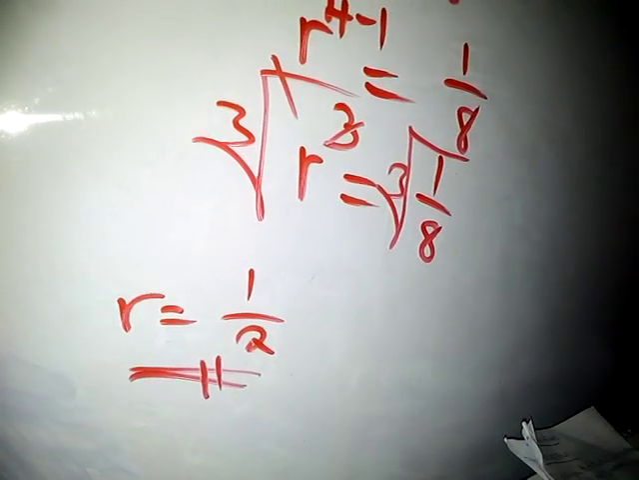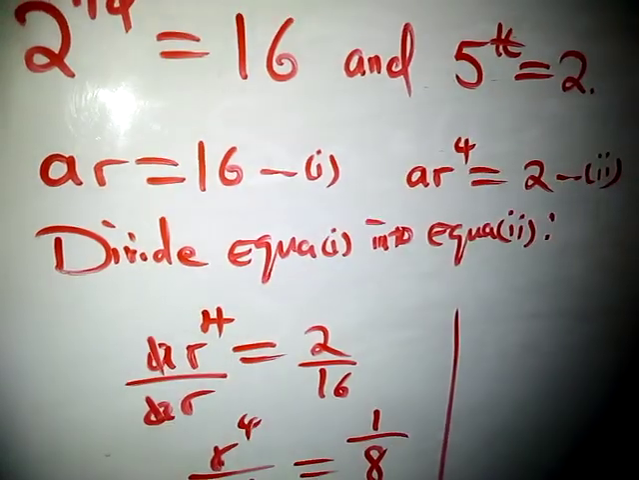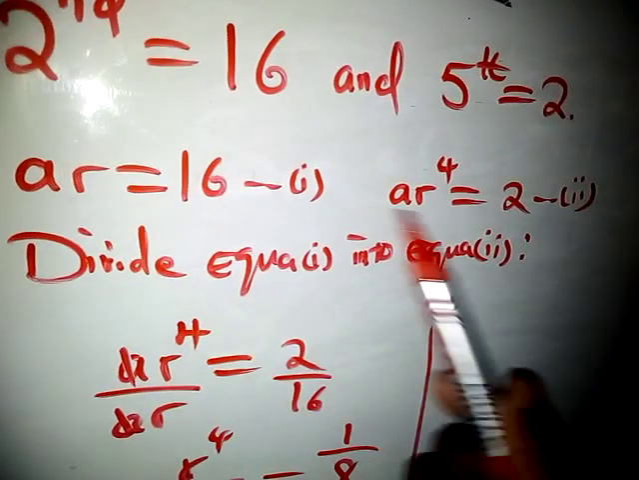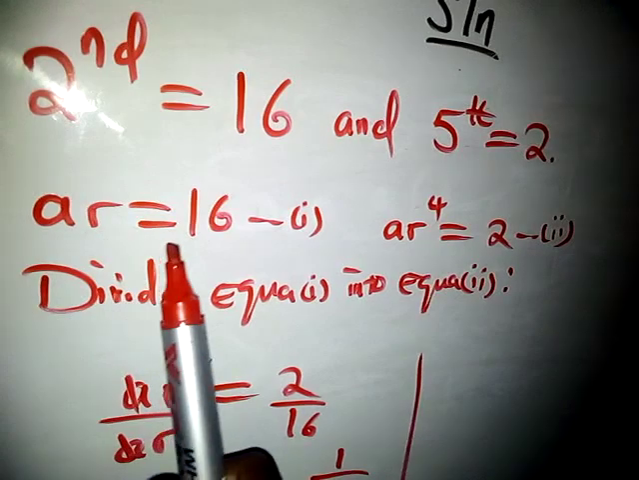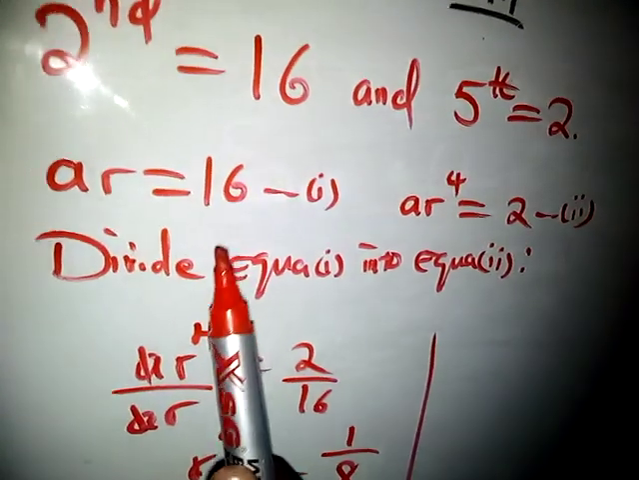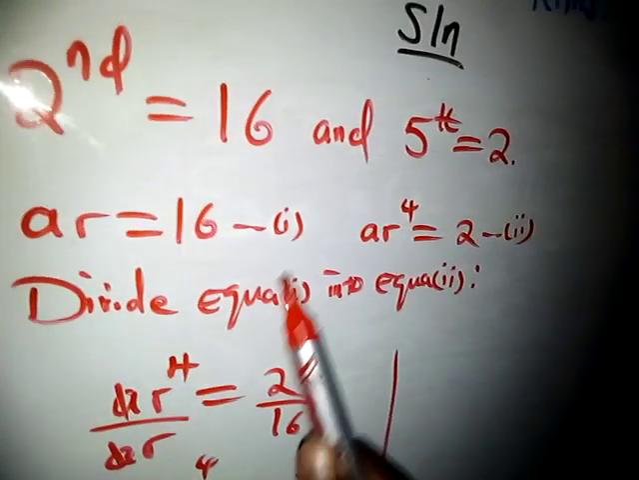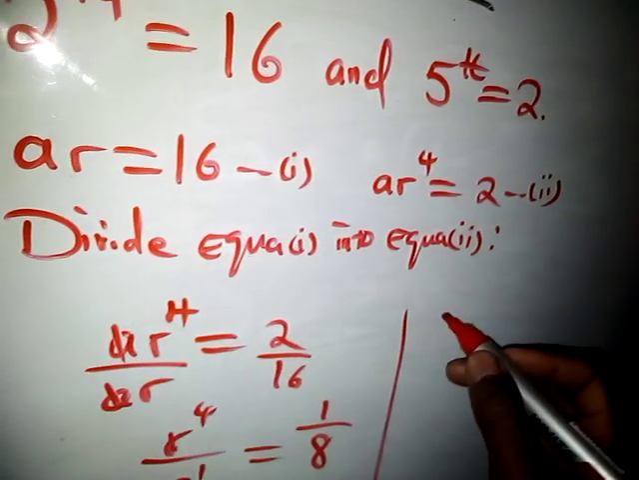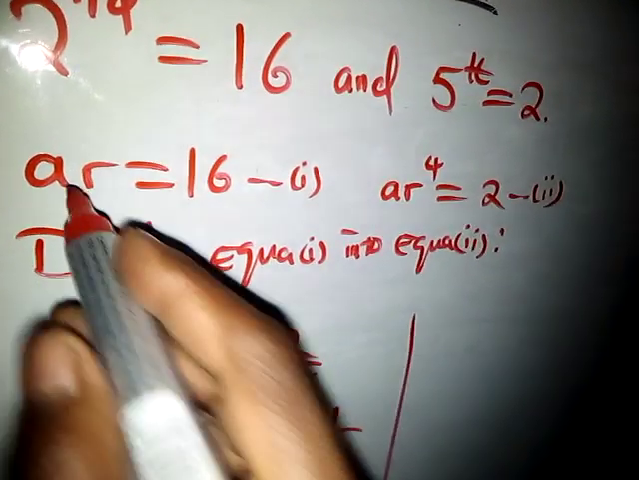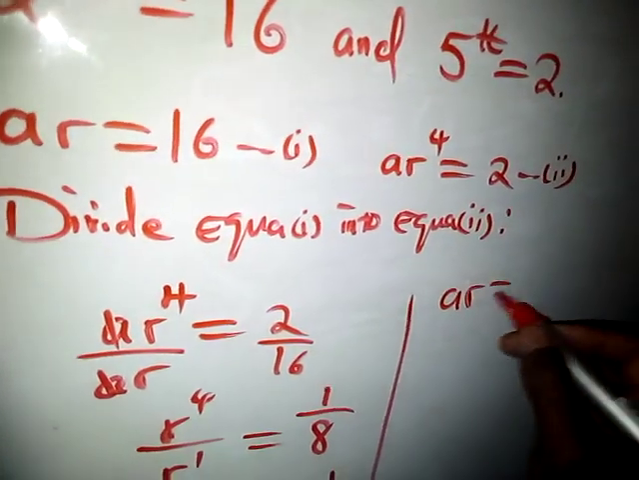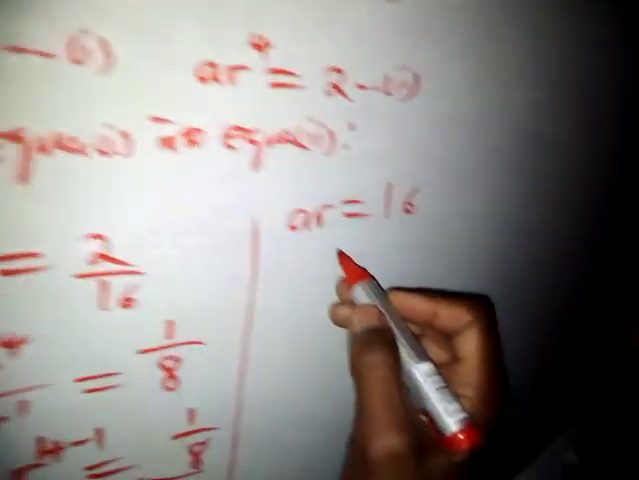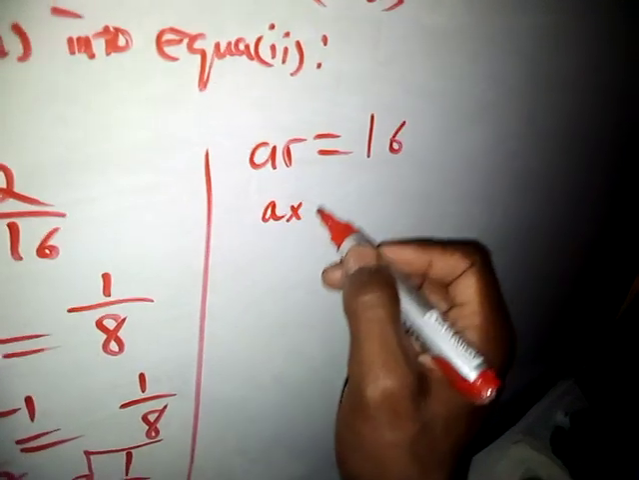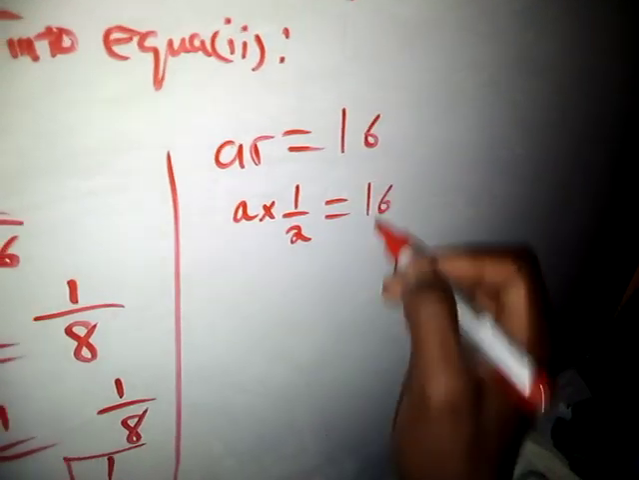Let's see how we find the first term, which is A. How do you get the first term? You just pick one of the two equations. You pick the easiest equation, however. In this case, the first equation, or equation number 1, proves to be the easiest because of the power of R. So see here that AR gives us 16. But we know what R is. R is 1/2. And so this will be written as A times 1/2, giving us 16.